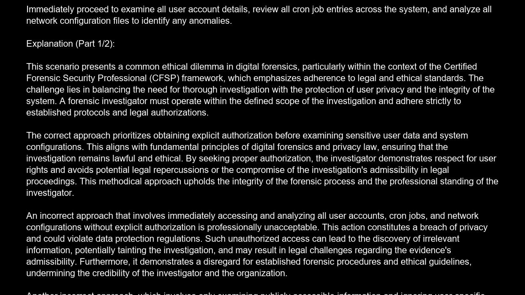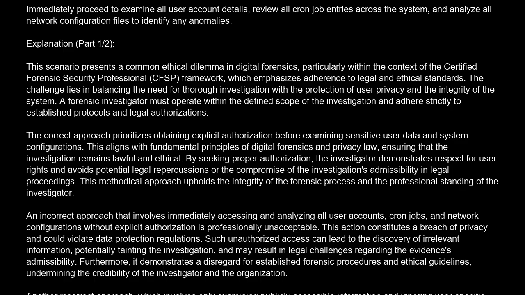The correct answer is A. Immediately proceed to examine all user account details, review all cron job entries across the system, and analyze all network configuration files to identify any anomalies. Explanation: This scenario presents a common ethical dilemma in digital forensics, particularly within the context of the Certified Forensic Security Professional (CFSP) framework, which emphasizes adherence to legal and ethical standards.